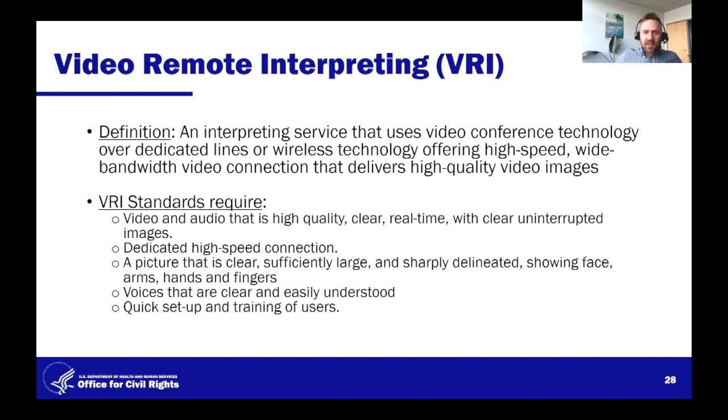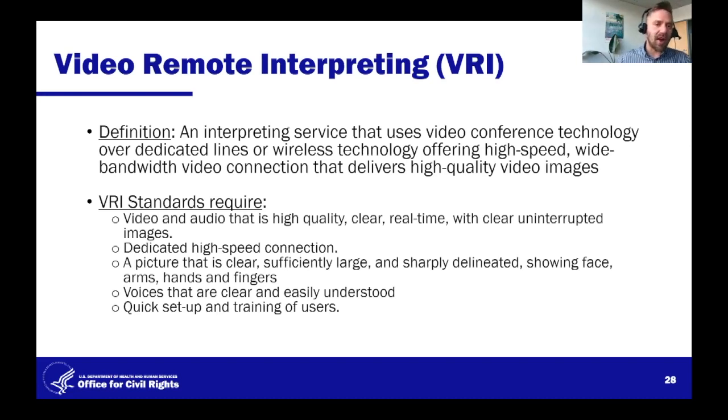Video remote interpretation, or VRI, as it is frequently called, is an increasingly common method that recipients are using to provide LEP individuals with access to qualified interpreters. Video remote interpretation is an interpreting service that uses video conference technology over dedicated lines or wires or a wireless technology offering a high speed, wide bandwidth video connection that delivers high quality video images.